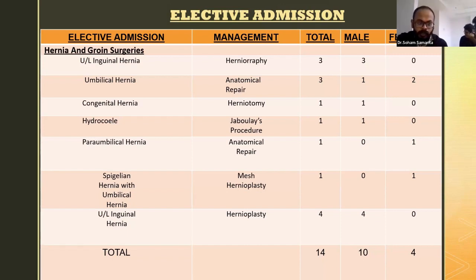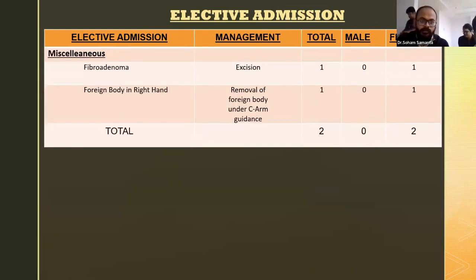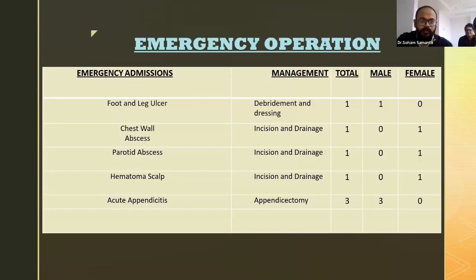In 1 case of paraumbilical hernia, anatomical repair was done. In 1 case of bilateral hernia with umbilical hernia, mesh hernioplasty was done. In unilateral inguinal hernia, Lichtenstein's hernioplasty was done in 4 cases. In 1 fibroadenoma case, excision was done. In 1 foreign body in hand, removal of foreign body under C-arm guidance was done.